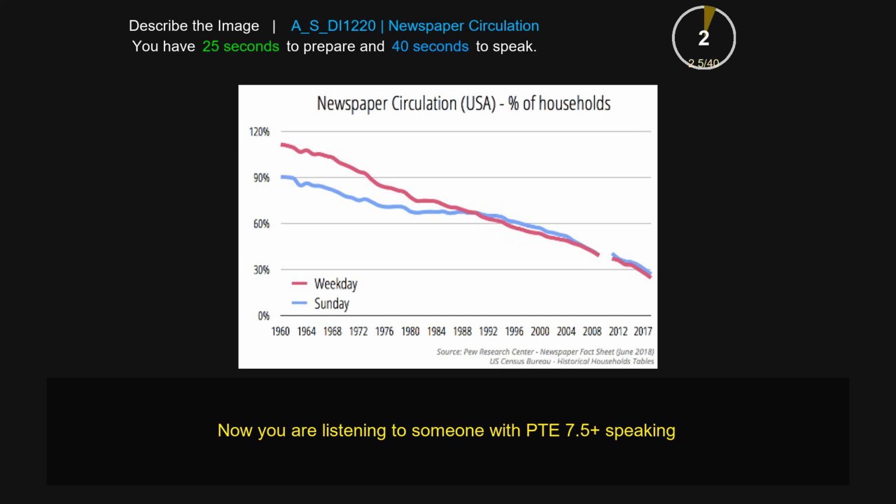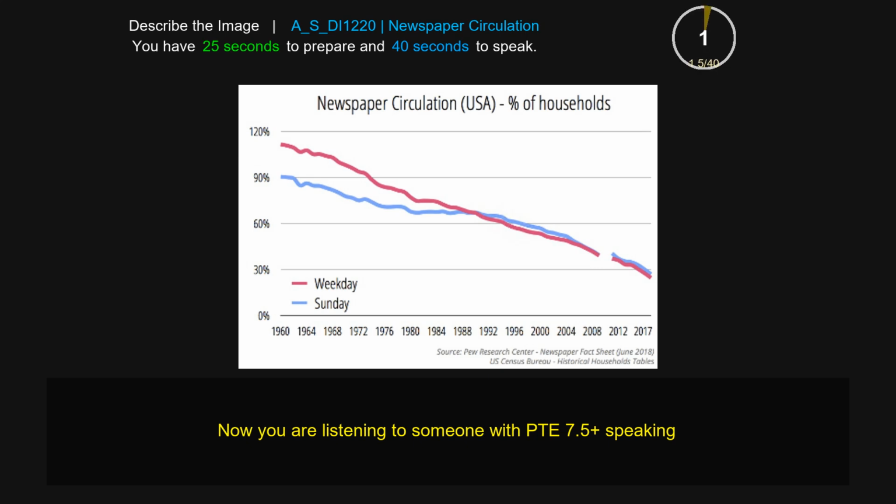The image gives the information about the line graph. The primary feature of this image is the newspaper circulation and the percentage of household. Moreover, it shows the different years like 1960, 1964, 1968 and up to 2017. Furthermore, it shows the different values in percentage like 30%, 60%, 90% and 120%. It also shows the weekly days and Sunday, which start decreasing from 120% to 0%. At last, this process will be continuous.